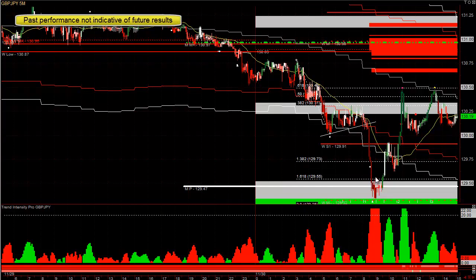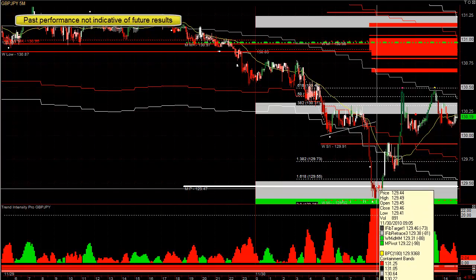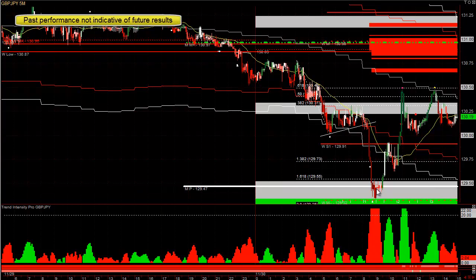This is very likely to be the end of the move, so you would have shorted this at 130.10 and maybe got out of this trade somewhere around 44 for a 55 pip move. You have a perfect 1, 2, 3 bottom down here too. This is what a 1, 2, 3 pattern looks like.